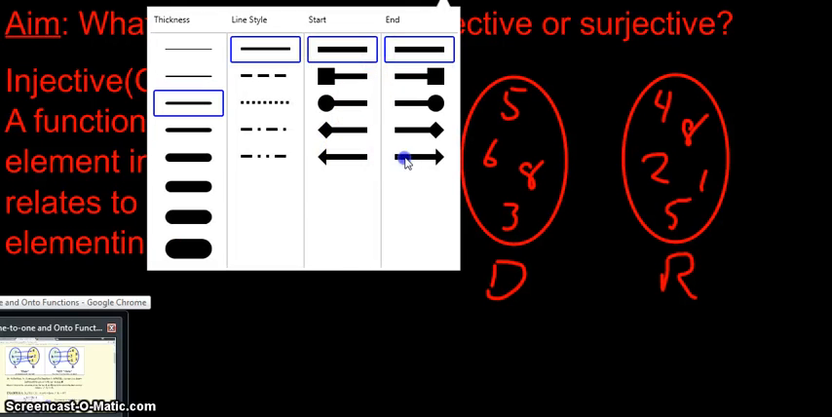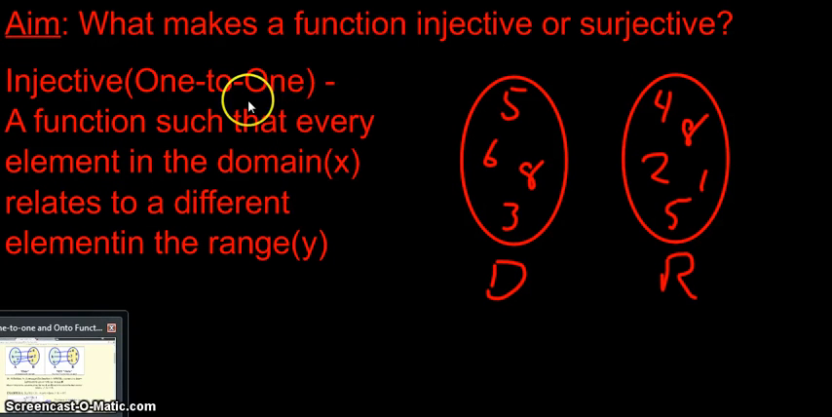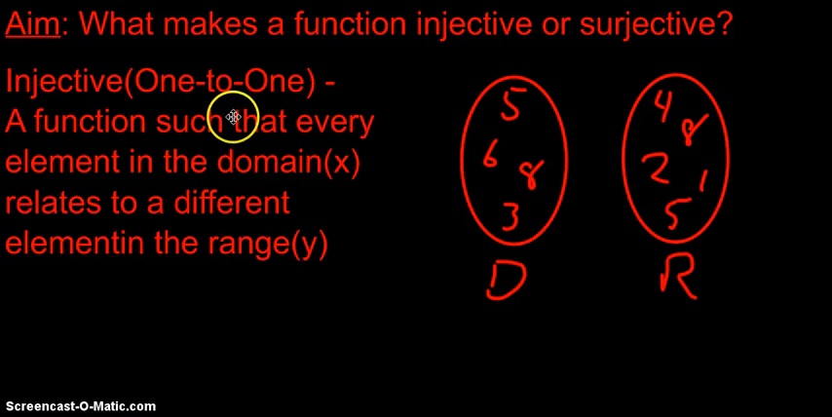Alright, so we're going to take a look at something that's a little bit less interesting about functions, but there are three different types of functions, well, two different types of functions, and one that would be both. Alright, so we have injective functions, also known as one-to-one.